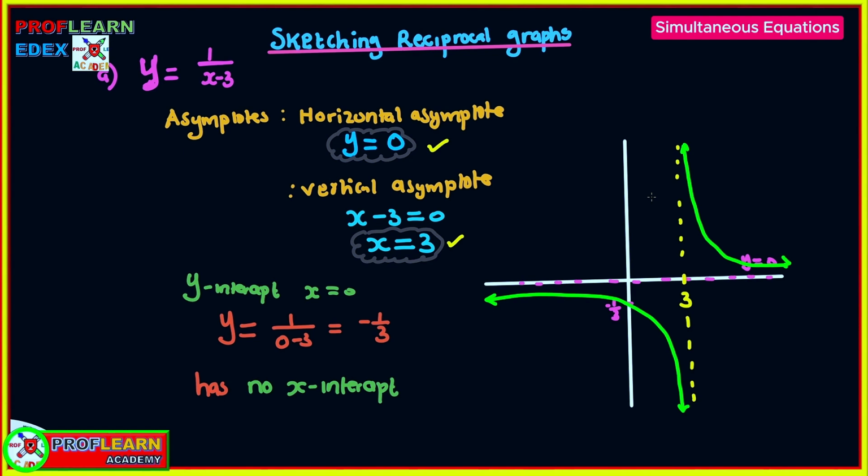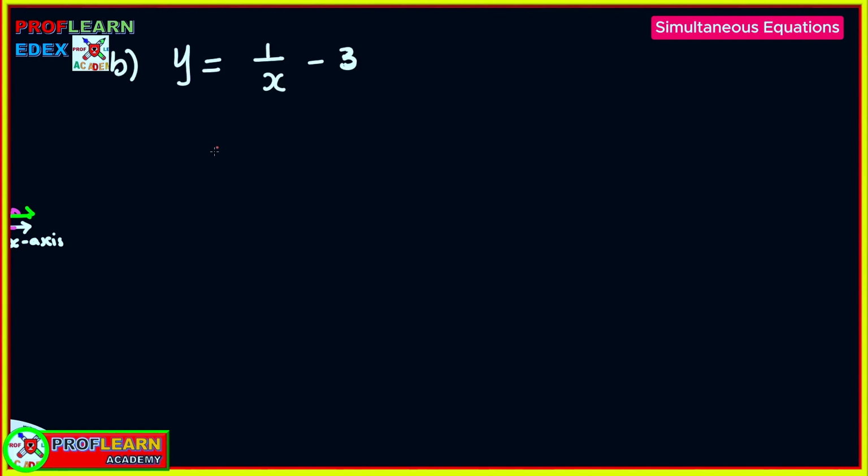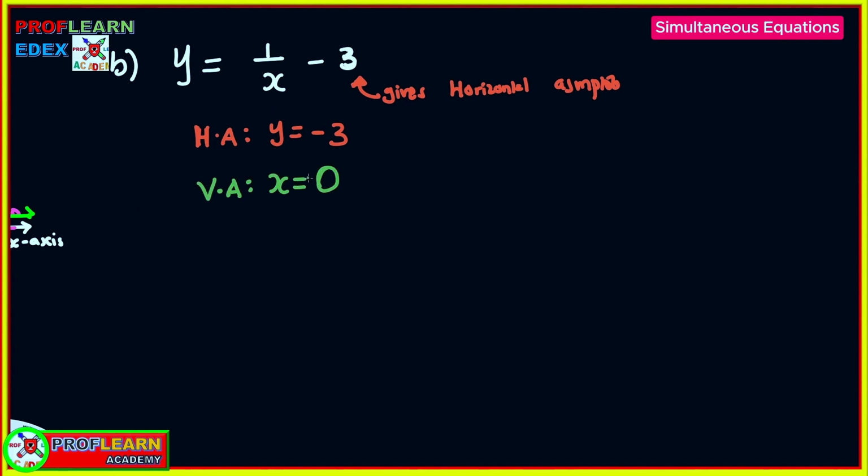Let's look at the second curve that we are given here. Let's see a curve that behaves like this. Part B, y equals 1 over x minus 3. So this one, the horizontal asymptote is going to be y equals negative 3, right? And this gives the horizontal asymptote. If there is nothing added or subtracted, it means the horizontal asymptote is y equals 0. Then the denominator here is x, so we say x equals 0 as the vertical asymptote.